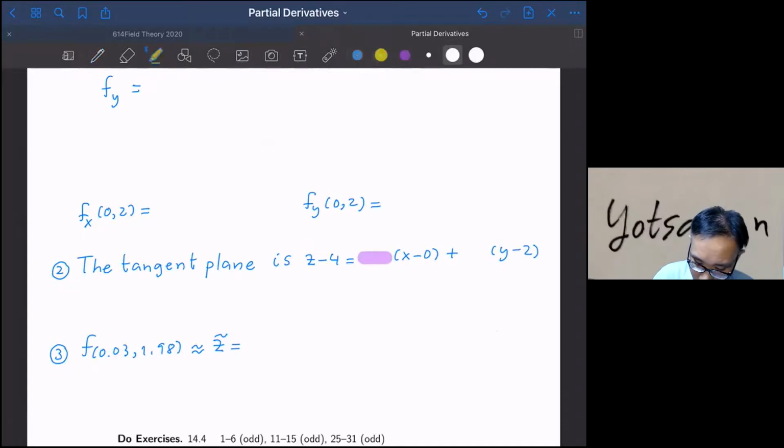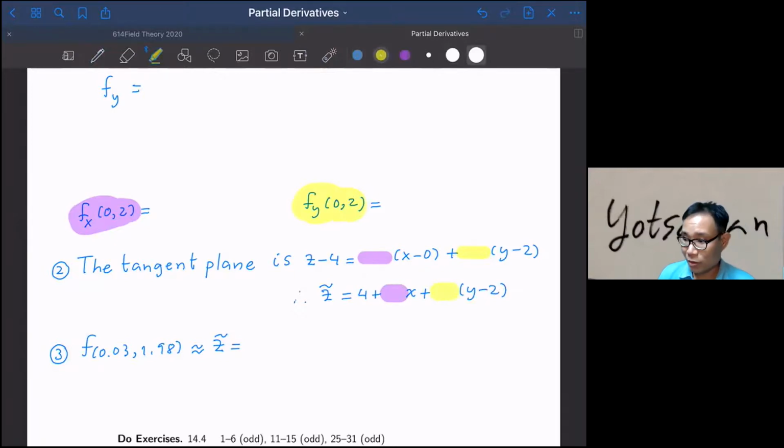need the purple one and the yellow one in this. So you have the purple one and you have the yellow one. Okay, so you need to find the purple one and the yellow one that you're gonna plug here, and you're gonna solve for that tilde equal to 4 plus the purple one times x, and the yellow one times y minus 2. Okay, so I give you some guideline like this, and I hope that you'll be able to fill the blank that I left you.